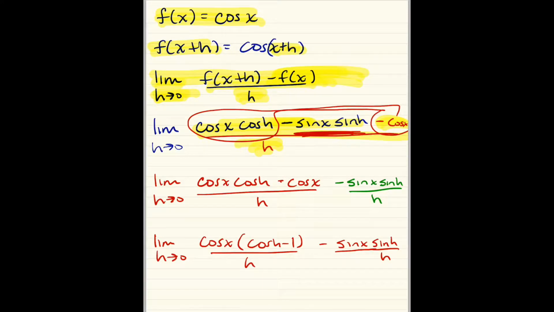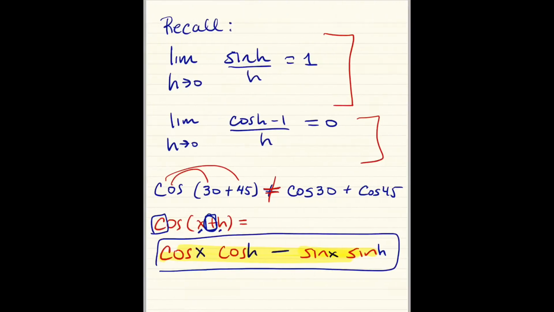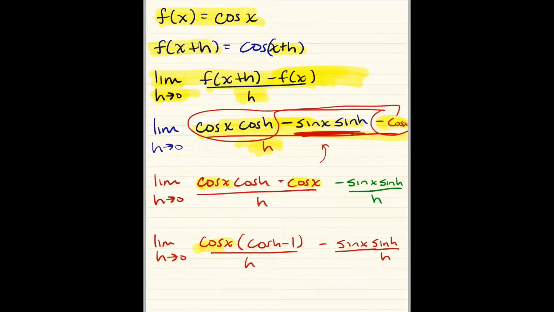Remember that if you were going to combine this, your h gets separated, but it's under both of them. So I'm going to factor out a cosine x, and I'm left with one of those famous limits on the previous slide. So that's going to be 0 when I apply h approaches 0. So this guy here is 0.